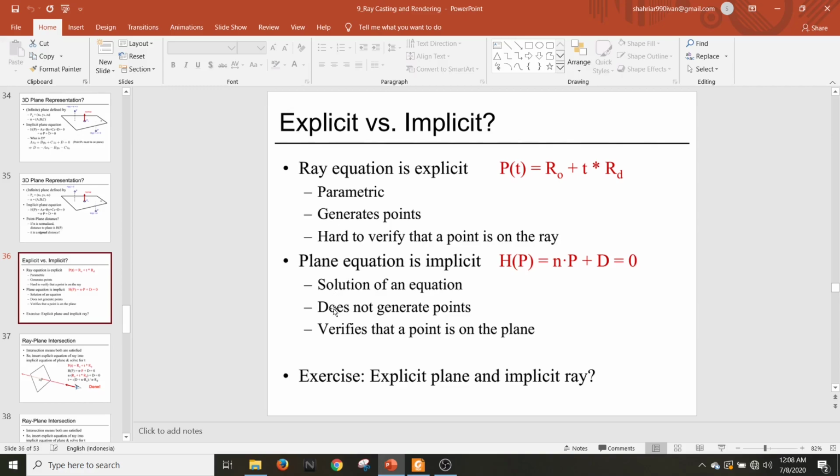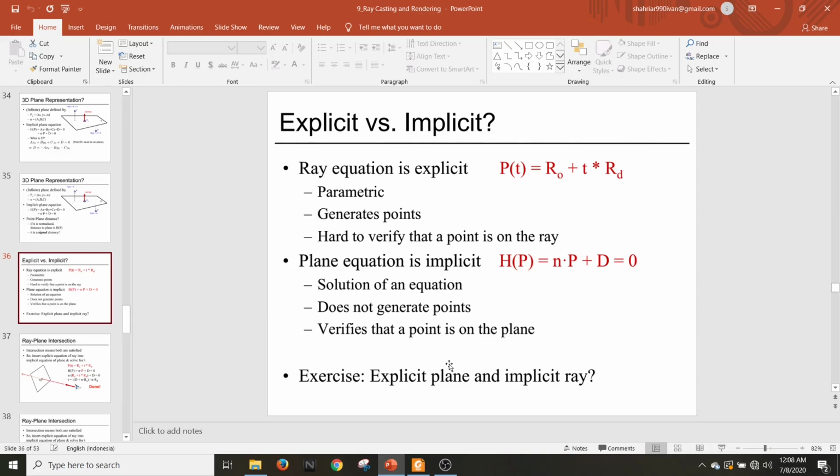These are the three main characteristics, but the main point to note here is that explicit equations such as these can be used to generate points. For example, here putting different values for t, we can have different values on the right hand side, and these will create different points. So this has the capability of generating points that should be on this ray. On the other hand, implicit equations like this do not generate points. They only verify whether a particular point is on that plane or not.